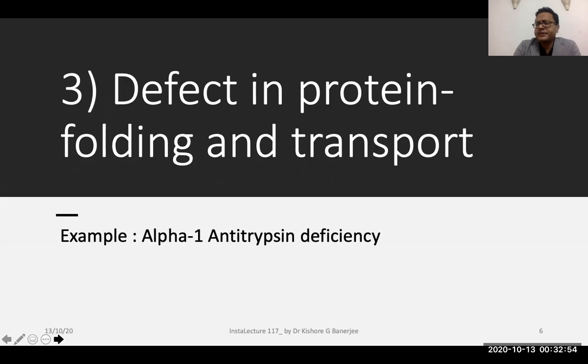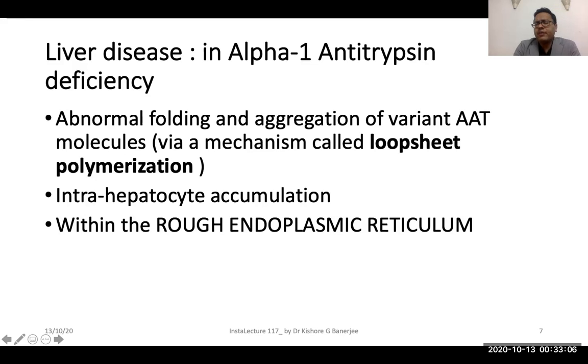Now, alpha-1 antitrypsin deficiency typically can present pathology in two organs. One is the liver, another is the lung. Why do they occur? Let's try to understand. In the liver disease, the reason is an abnormal folding and aggregation. This is the third mechanism of abnormal intracellular accumulation. If there is abnormal folding and aggregation of some variant form of alpha-1 antitrypsin, there is a mechanism called loop-sheet polymerization that will lead to abnormal intracellular accumulation of alpha-1 antitrypsin in the hepatocyte.